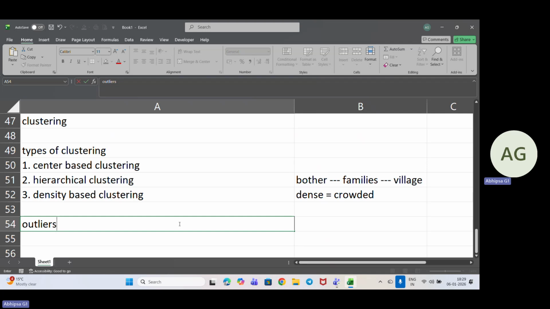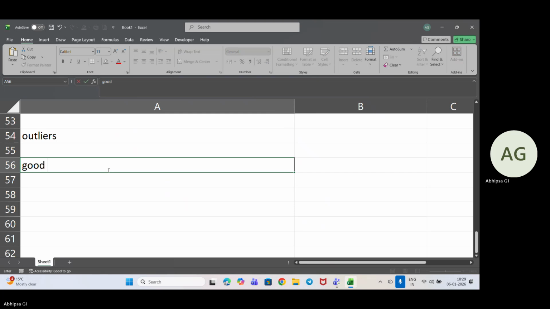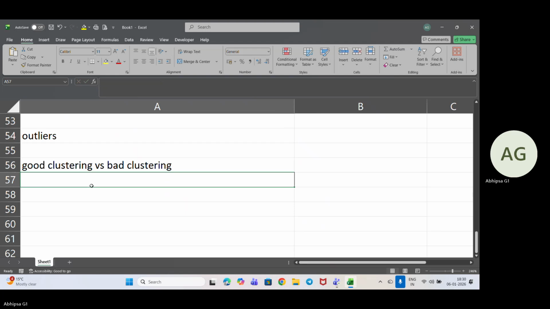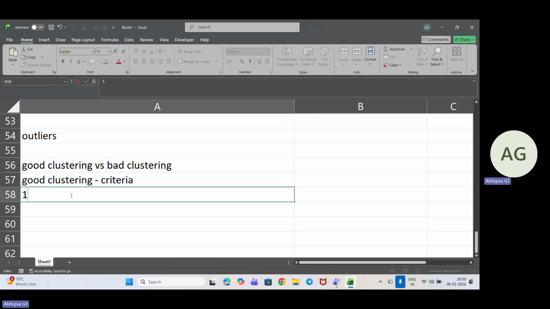Next, we need to find out good clustering versus bad clustering. What are the good cluster points and what are the bad cluster points that we need to understand? Okay, so good clustering versus bad clustering. Let me just write it down. Okay. So good clustering means groups are clear, points are close. Good clustering criteria: the first point is that the groups are very clear, and the second point is that the points are close.